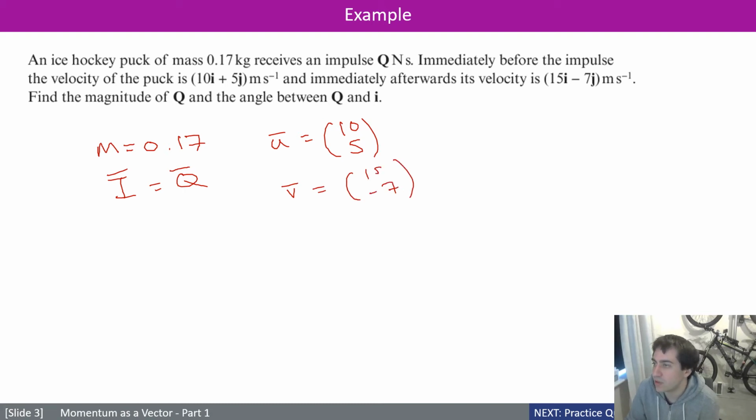Find the magnitude of q. Right, so that's what we're being asked to find. What's the magnitude of q? And the angle between q and I. We'll get to that in a moment. So, magnitude of q.